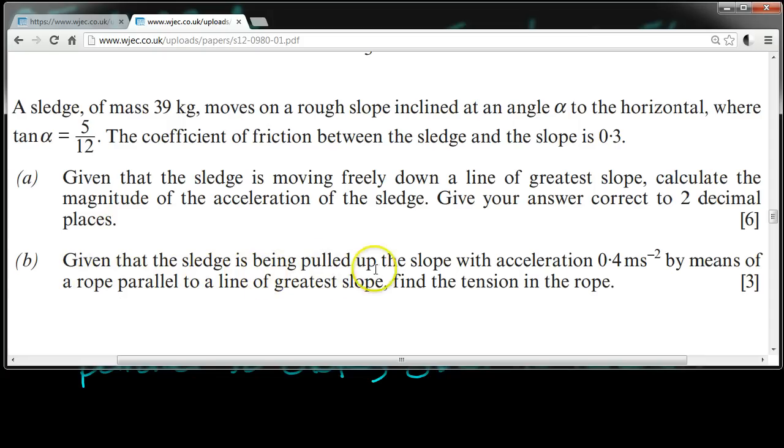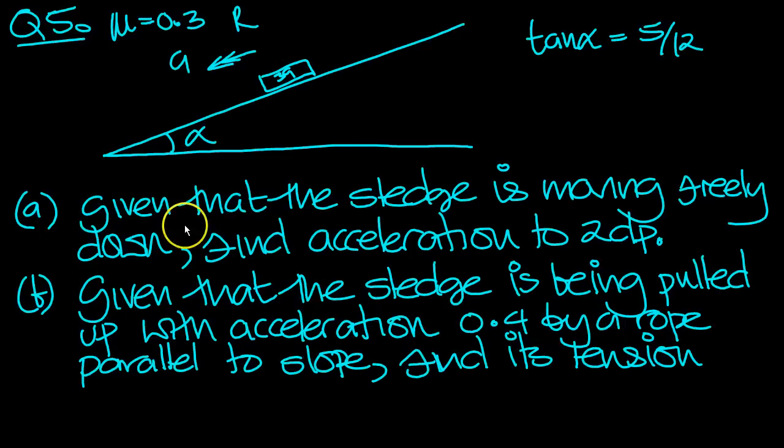Given that the sledge is being pulled up the slope with acceleration 0.4 meters per second, by means of a rope parallel to a line of greatest slope, find the tension in the rope. So we've got two separate problems here then, haven't we? I've summarised the question here. Tan alpha is 5 over 12 and mu is 0.3, the coefficient of friction. The mass of the sledge is 39 kilograms.